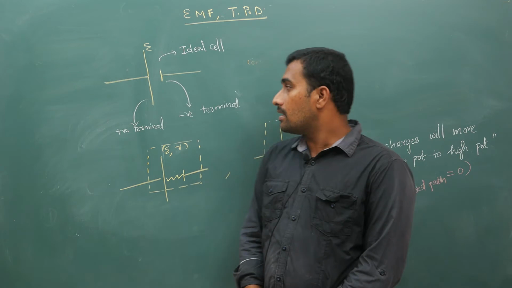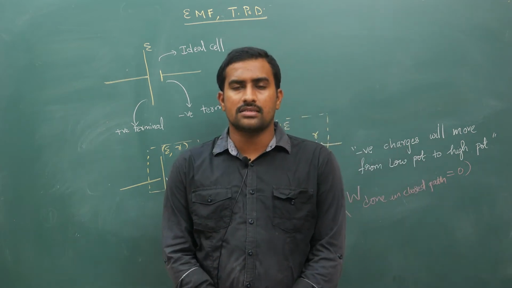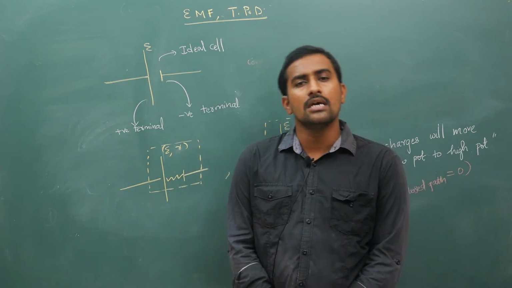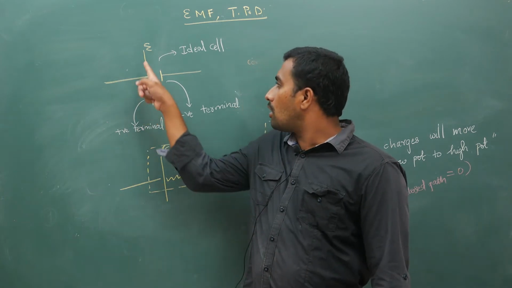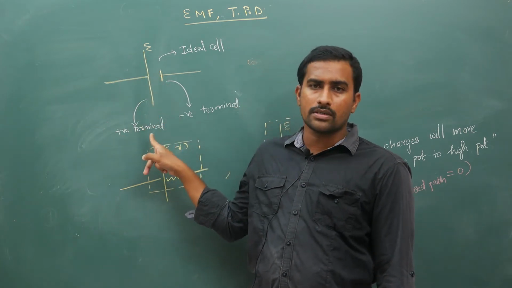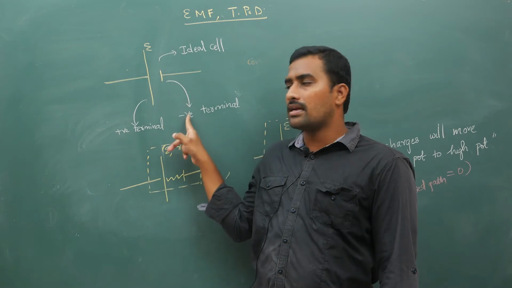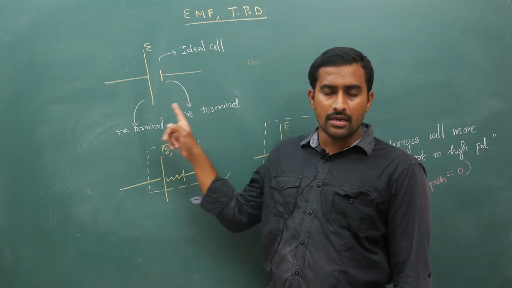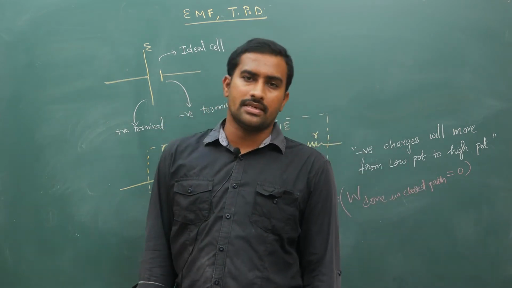Now in a cell you will have two terminals, one is the positive terminal and the other is the negative terminal. This longer line is your positive terminal, this shorter line is your negative terminal. Okay, so this is how you represent it.